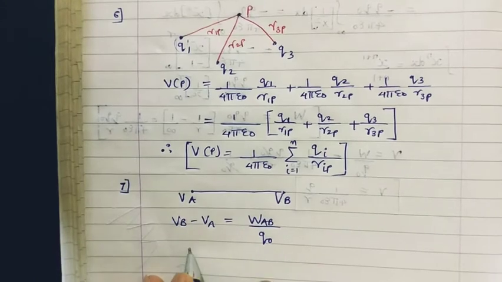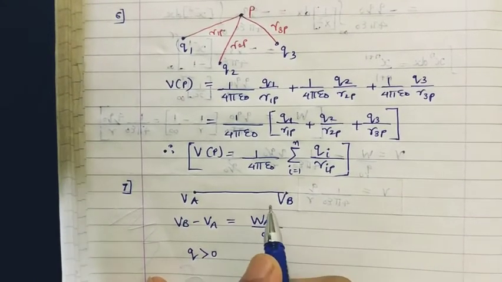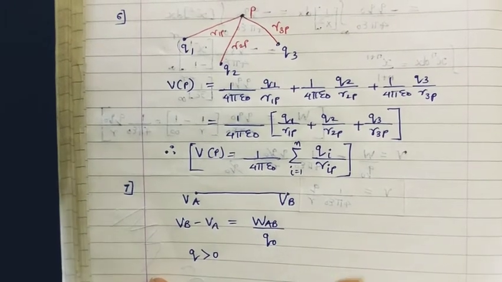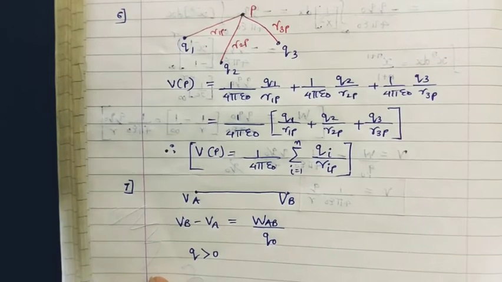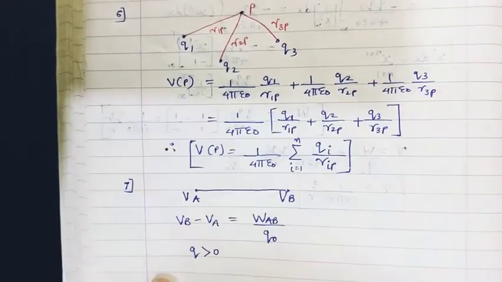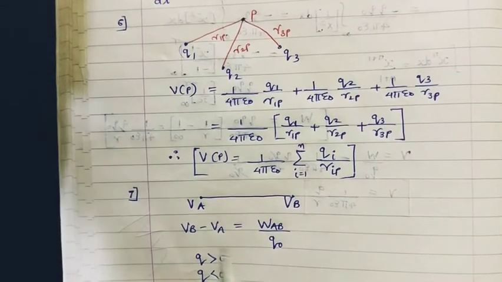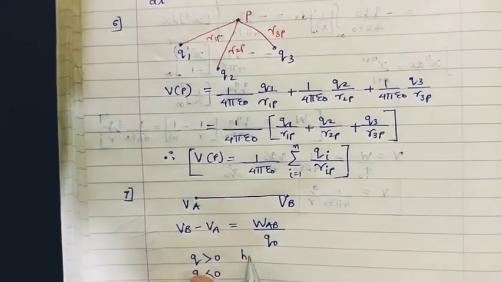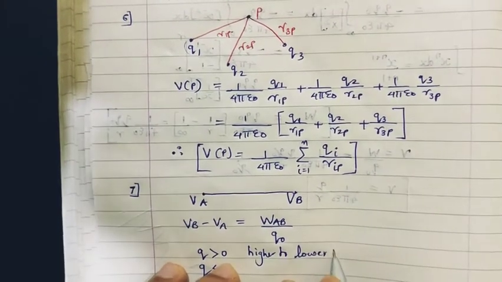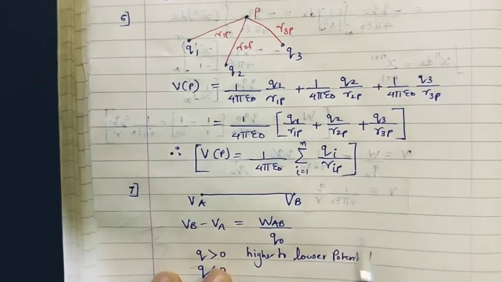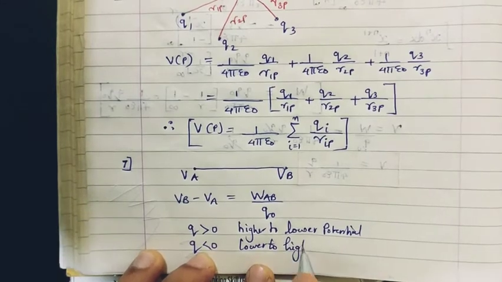So supposing Q is greater than 0. If the charge which is to be moved is greater than 0, it will always move from higher potential to lower potential. And if an electron has to move, that is, the charge is less than 0, it will always move from lower potential to higher potential. So this will always go from higher to lower potential, and this would go from lower to higher potential.